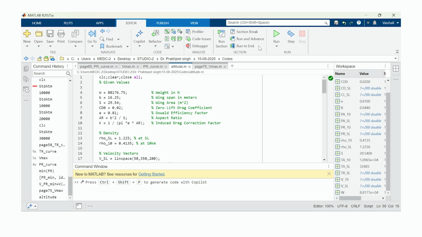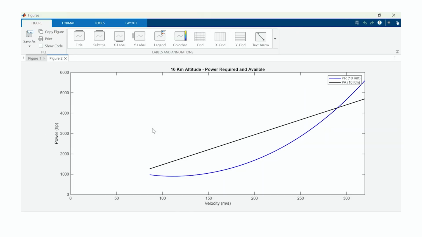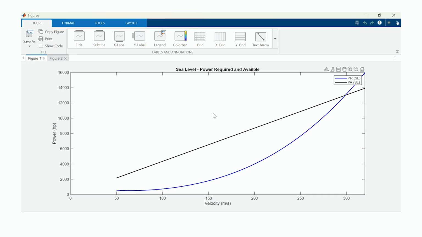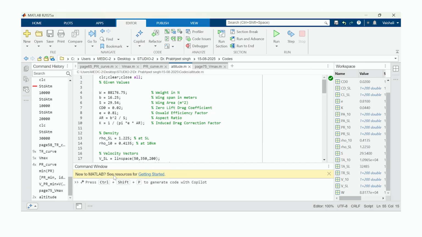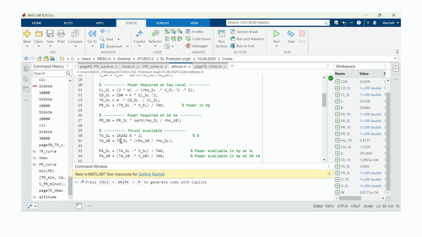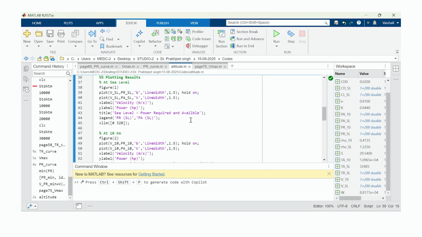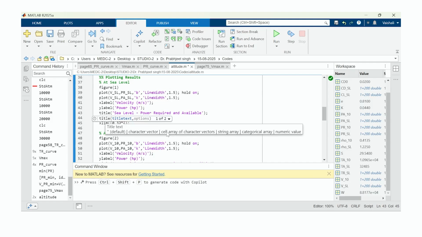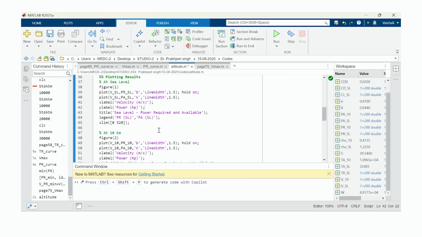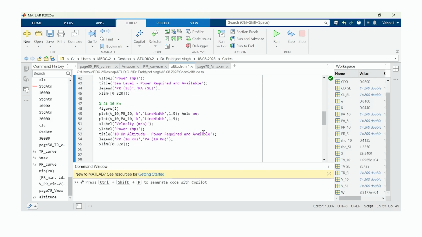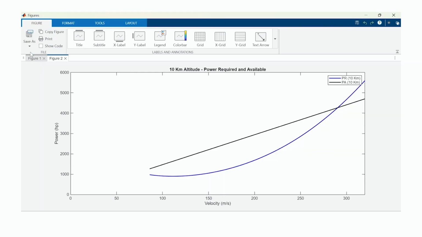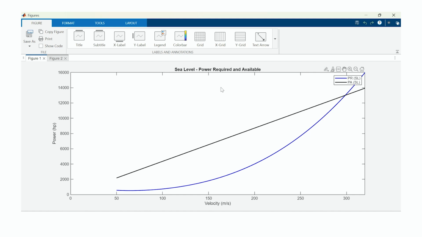Let us see if we have any errors. No, there are no errors fortunately. So this was the power required and available. Okay, let us save. Fine. So this is the power required and power available curve at the sea level.